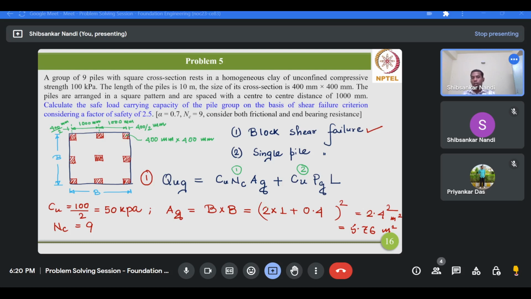So now we have determined the gross area of the pile group. Now we'll calculate the perimeter of the pile group. The perimeter of the pile group is simply 4 times B. Now 4 times the B value, which is 2.4 meter, so it will be 9.6 meter. Okay.